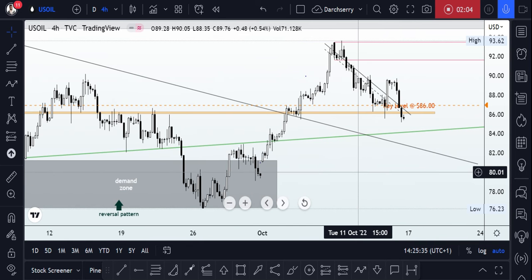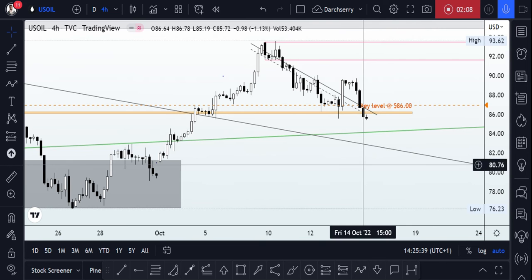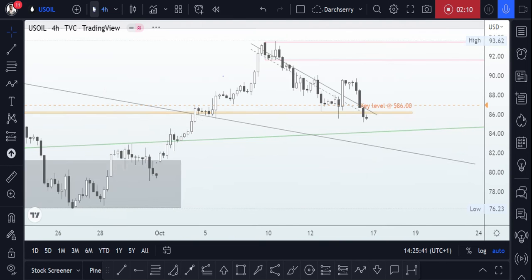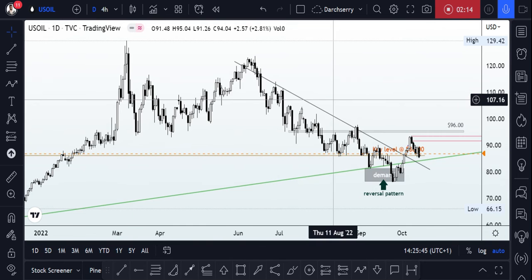So with this information we have here on the 4 hours time frame, let's quickly look at what we saw on the higher time frame before we go into what our expectation is going to be for this week.